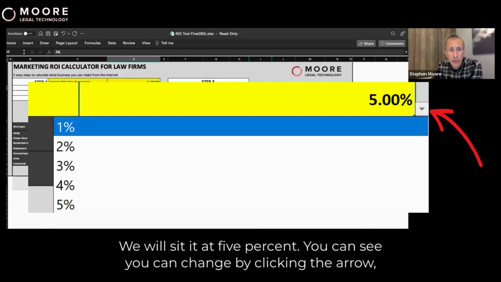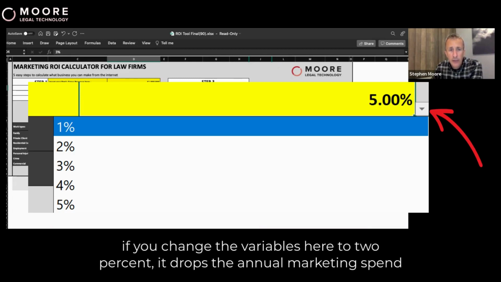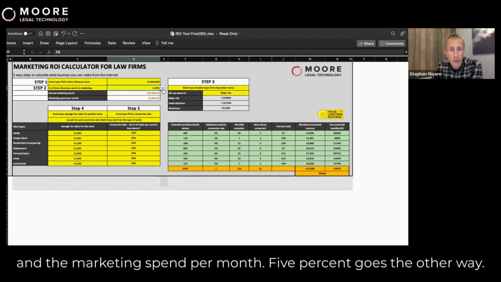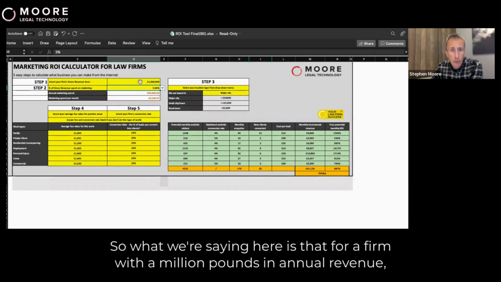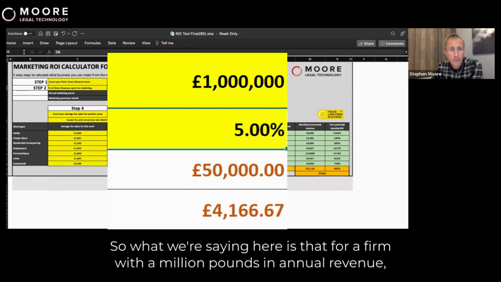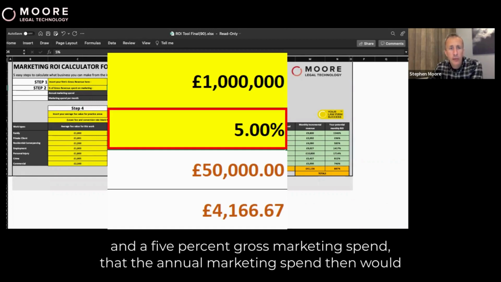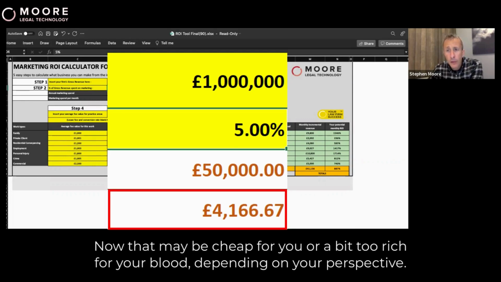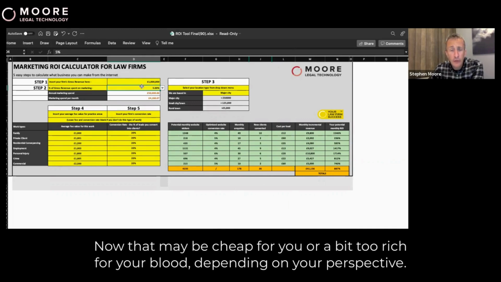You can see you can change it. Click on the arrow, change the variables here. 2% drops the annual marketing spend and the marketing spend per month. 5% goes the other way. So what we're saying here is that for a firm with £1 million in annual revenue and a 5% gross marketing spend, the annual marketing spend would work out as £50,000, and the marketing spend per month, £4,000 per month. Now, that might be cheap for you or a bit too rich for your blood, depending on your perspective.